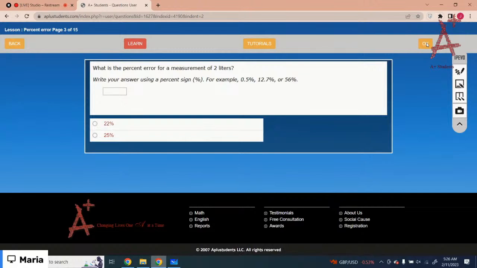What is the percent error for a measurement of 2 liters? So again, it is measured to the whole number. So that means the greatest possible error is 0.5. Got it? So just divide 0.5 by 2. Let me just calculate. 0.5 divided by 2, that is 0.25, and when you multiply it by 100, it would be 25%. Got it? So the correct option is 25%.